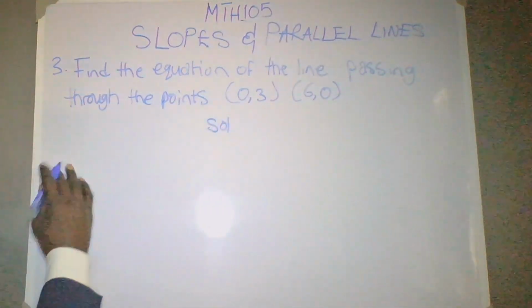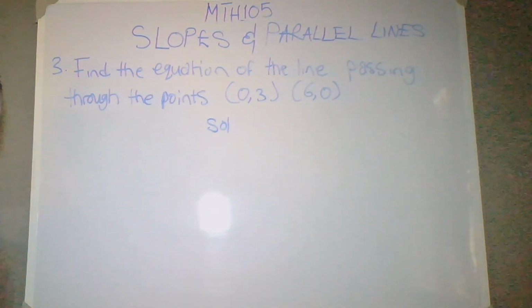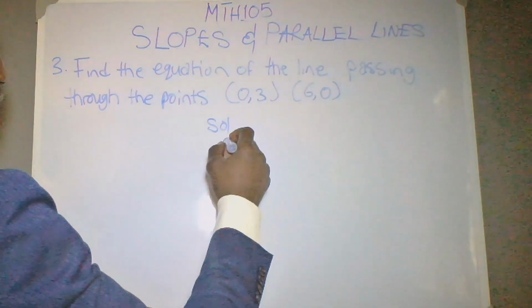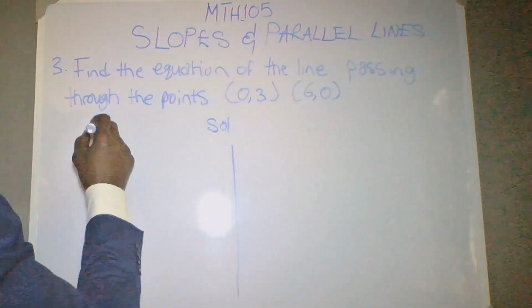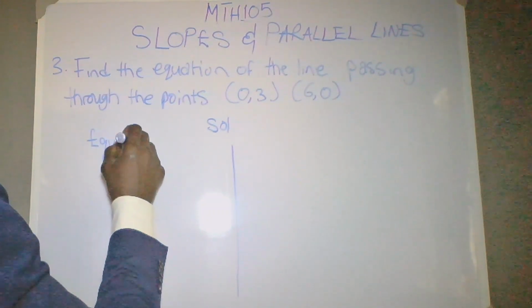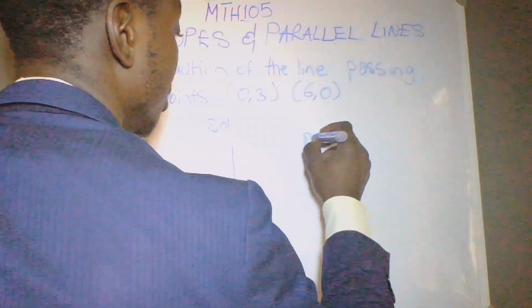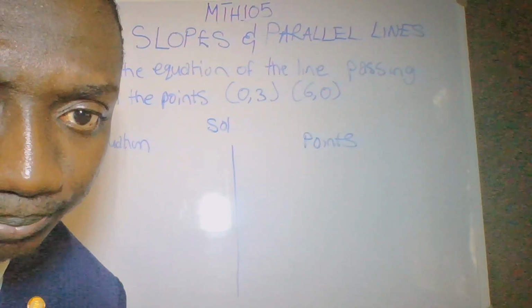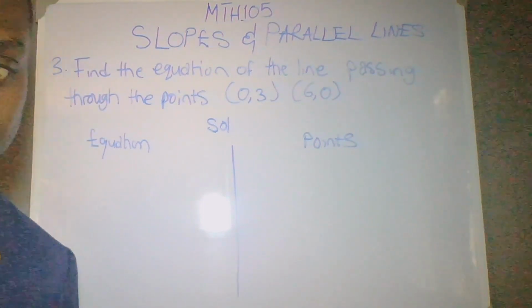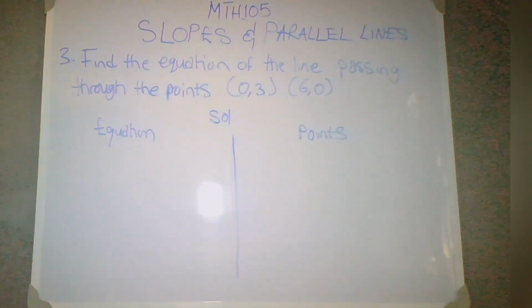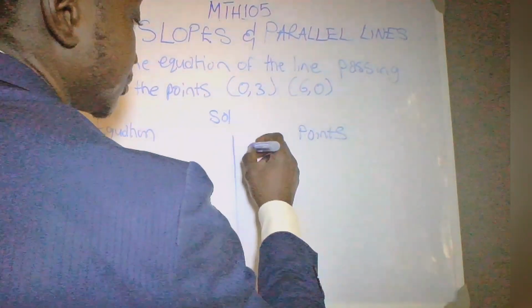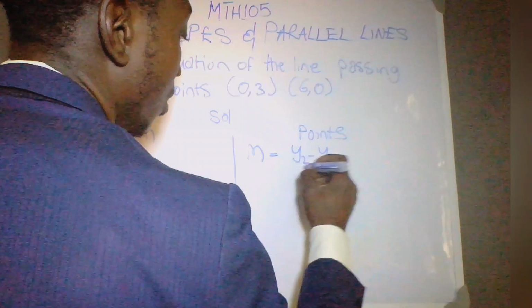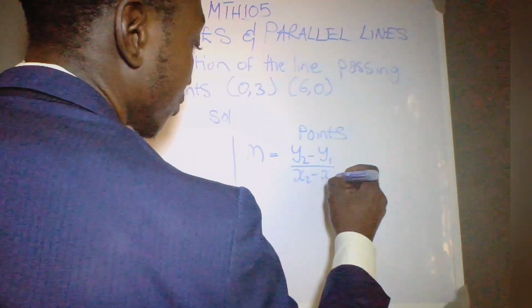Solution, we divide the board. So we have the equation, then we have points. So for the points, we have m equals y2 minus y1 over x2 minus x1.